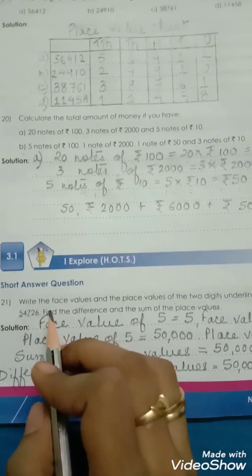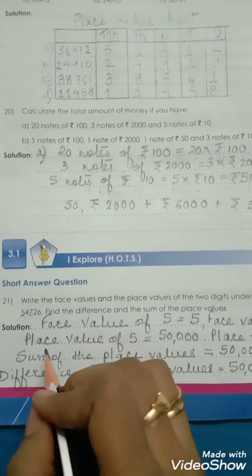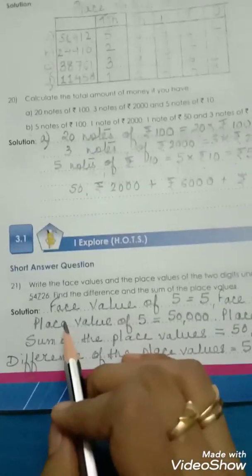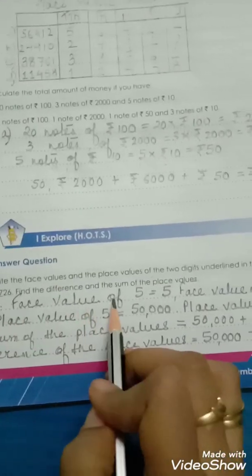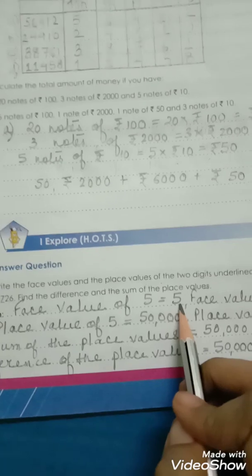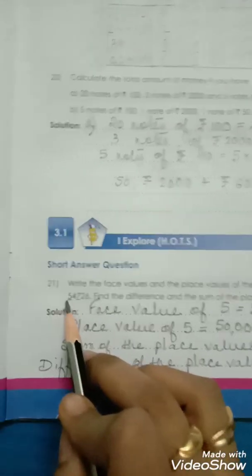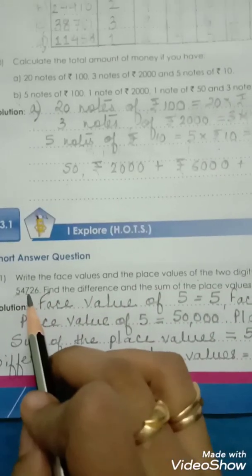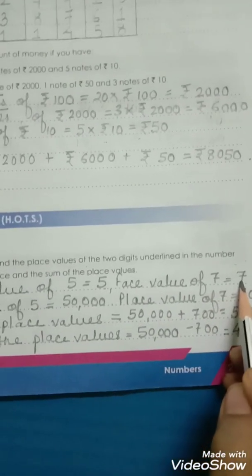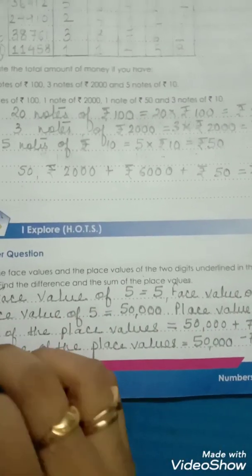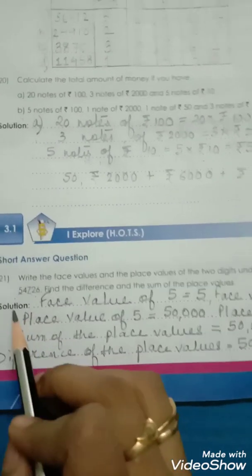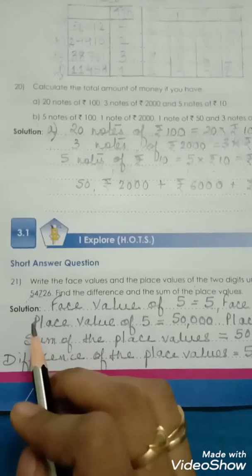As I have already explained to you, what is face value? Face value is the number itself. So, face value of 5 is equal to 5. Now, what is the face value of 7? Face value of 7 is equal to 7. So, we got the face value of both these digits. Now, we will write the place value. Place value denotes what? Position of a number.